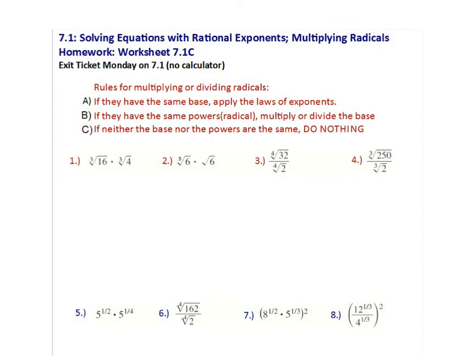Okay, so now we're going to talk about multiplying radicals. We're going to pause the video here for you to write down these rules. These are going to be our guides for doing the next problems.